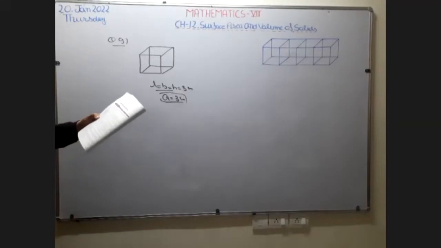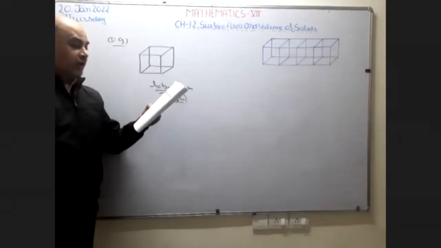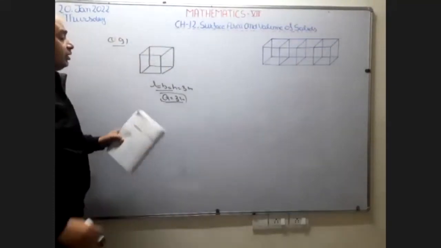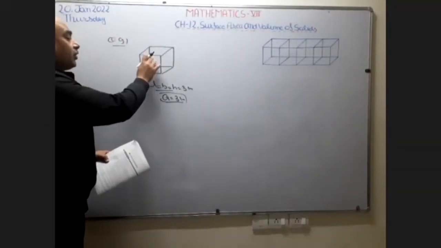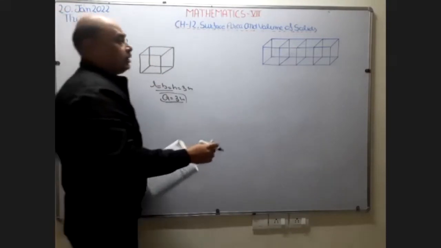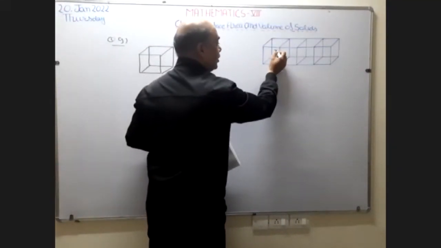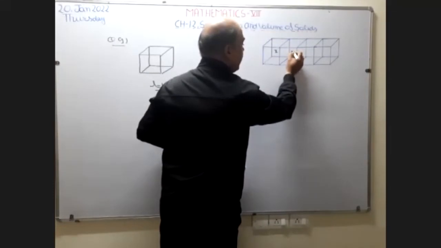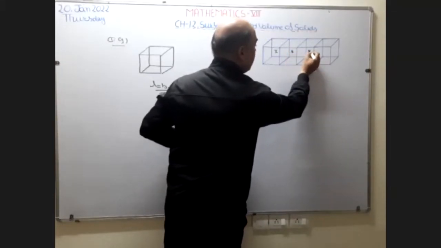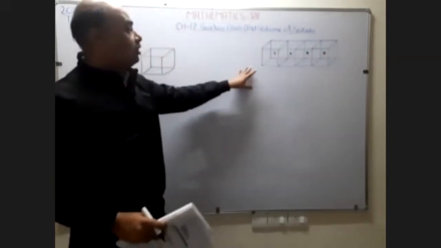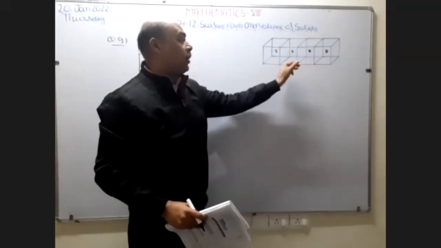So what are we going to do? 4 cubes are going to join side by side. Okay, end to end, we're going to join 4 cubes. This is the shape of the first cube. Now see on that side, suppose this is your first cube. This one is your second cube. This one is your third cube, and this one is your fourth cube. Now I join all the 4 cubes end to end.